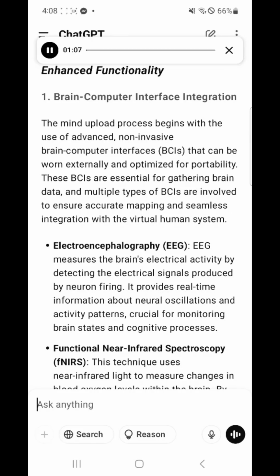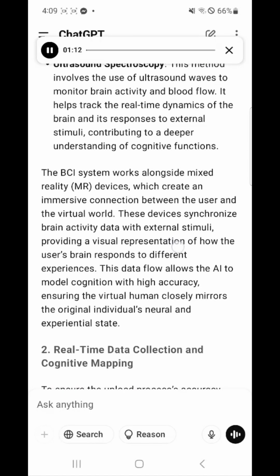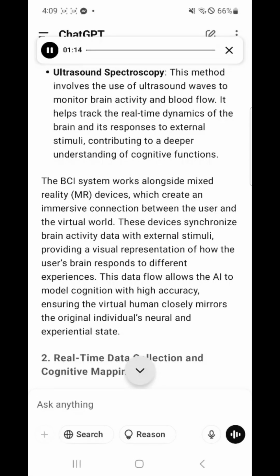Ultrasound spectroscopy. This method involves the use of ultrasound waves to monitor brain activity and blood flow. It helps track the real-time dynamics of the brain and its responses to external stimuli, contributing to a deeper understanding of cognitive functions.